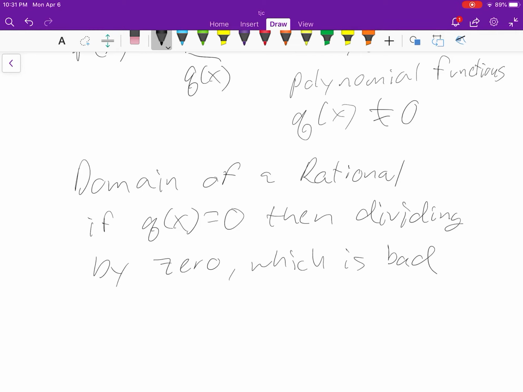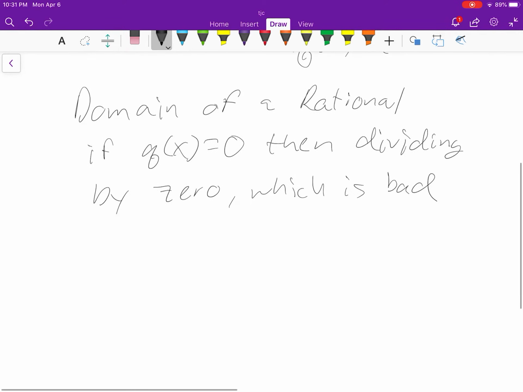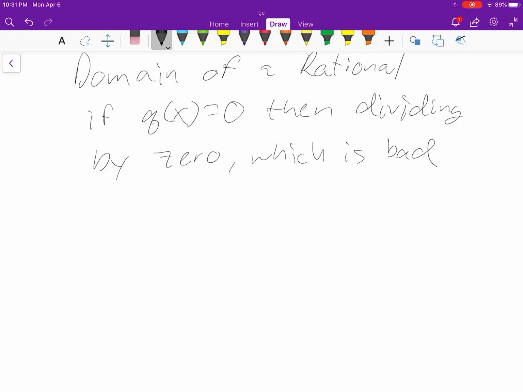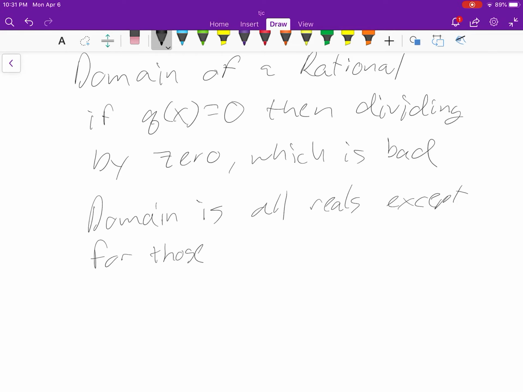So when it comes to finding the domain of rational functions, we talked about this a while ago. The domain is all real values except for those which make the denominator equal to 0. So the domain of a rational function is all reals except for those that make the denominator, which is q of x in this example, equal to 0.